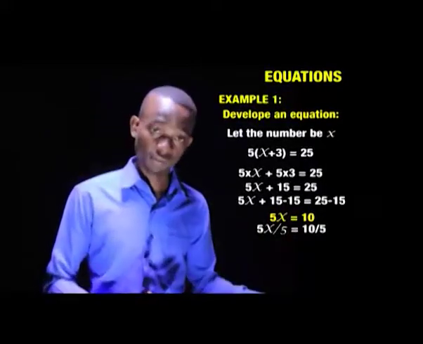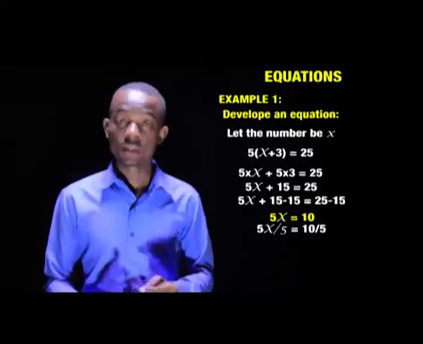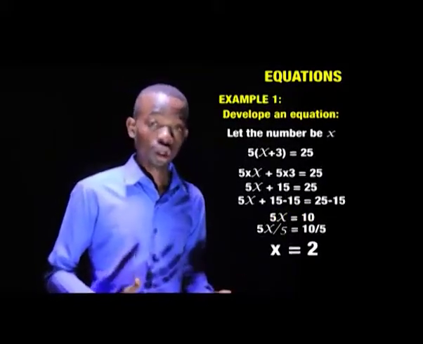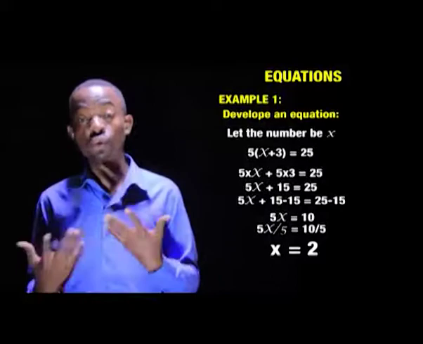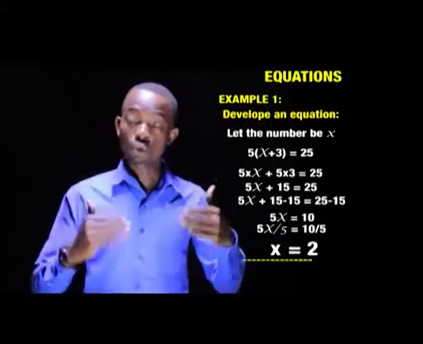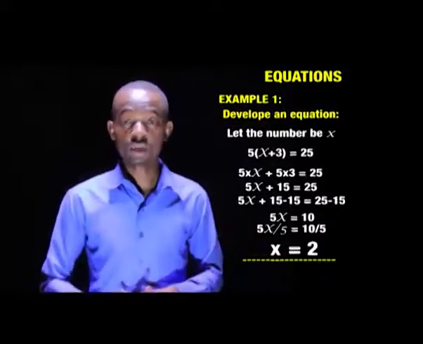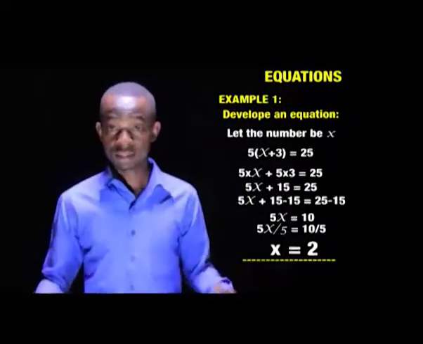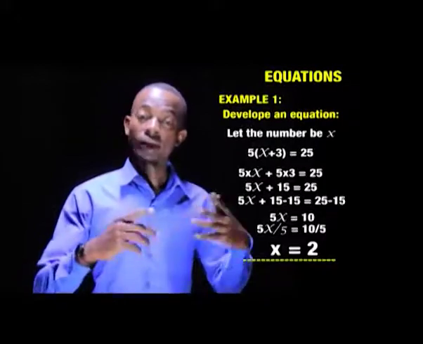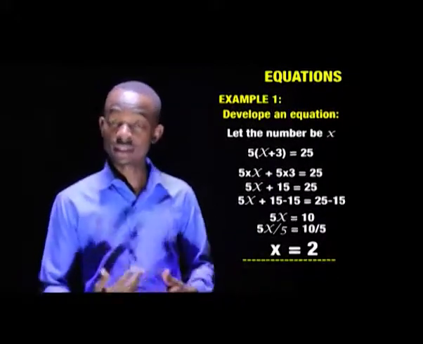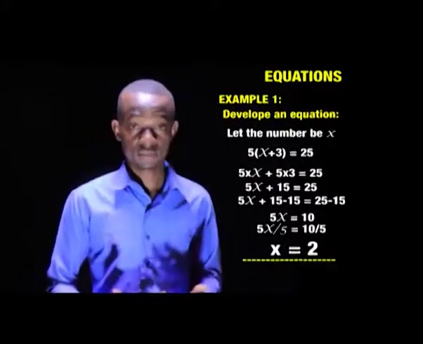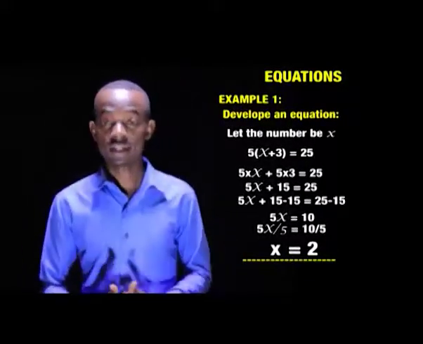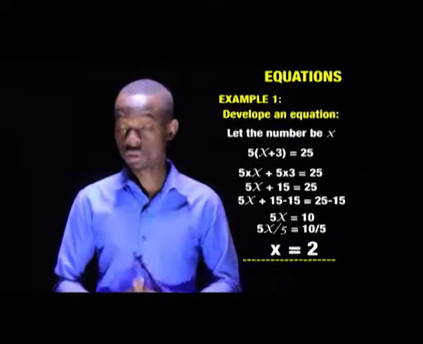5x divided by 5 gives me x. On the right hand side, I have 10 divided by 5 and I get 2. So my x is going to be equal to 2. So going through all those steps, I've done what I call solving an equation. Like we said, you first expand and then you work out accordingly until you get to the value of x. Maybe we can look at another example to help us understand further how to solve equations.